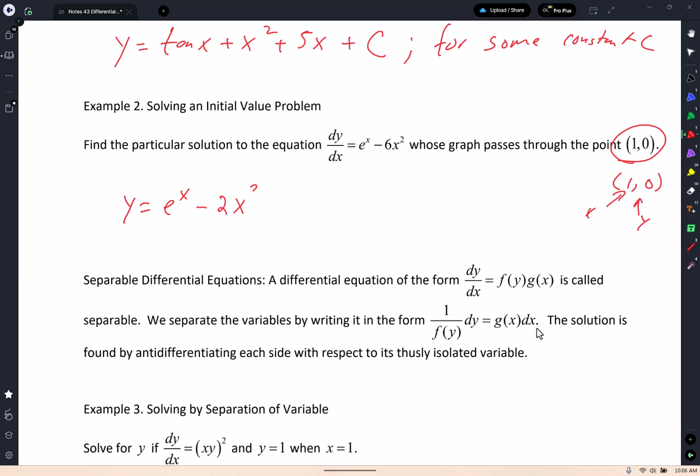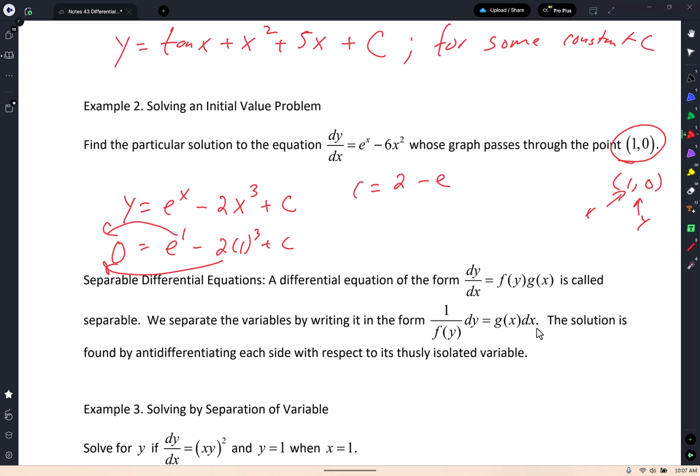Let me know if you guys have any questions. Plus c. And then we just plug in our initial value, guys. That's a 1, that's a 0. So that's a y value. So 0 equals e to the 1 minus 2 times 1 cubed plus c. Get the c by itself. So I'm going to move e to the left and this to the left. So c equals 2 minus e.